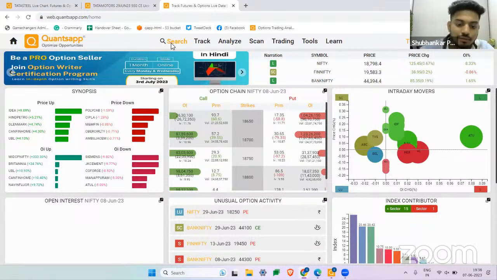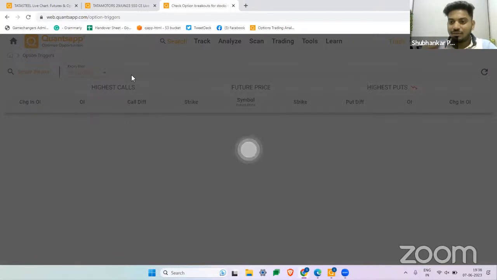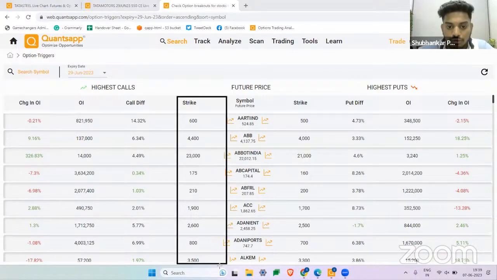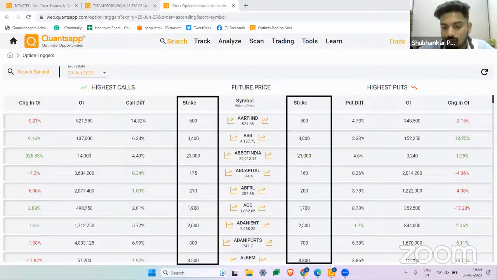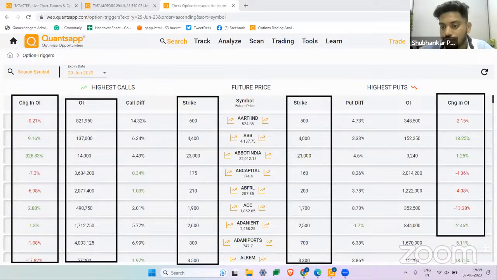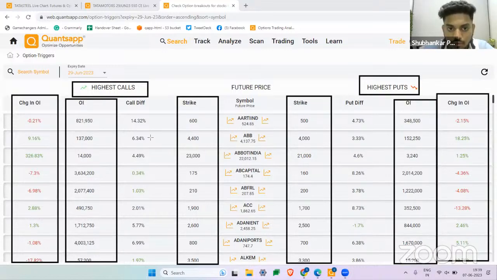So for that, we have a very simple analytic, which is named Triggers. To trade this entire thing, you will always need to know which are the stocks where this setup is getting created. So Triggers will help us find those out. Very simple tool. What it is trying to tell you is on what strike the highest call open interest is, and on what strike the highest put open interest is. How much open interest is there on the highest call, and how much the open interest is changing from the highest call or put strike. Left hand side calls, right hand side puts.